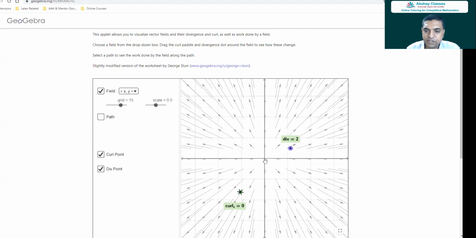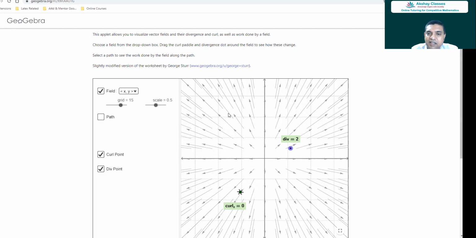This is the center origin. Now from the origin, further you go, let's say 3,3 is the point you go to. The vector is 3i plus 3j, xi plus yj. So at any given point, the divergence is 2. You can see it looks like a sink that is opening up.